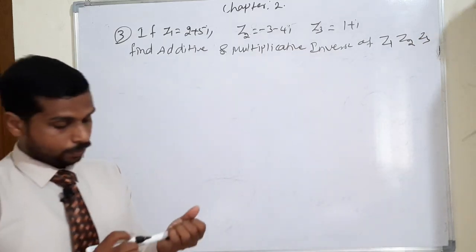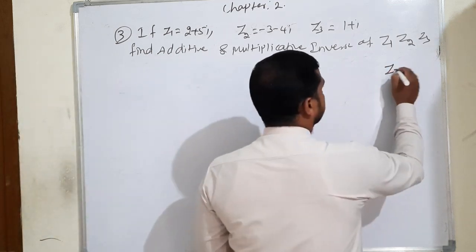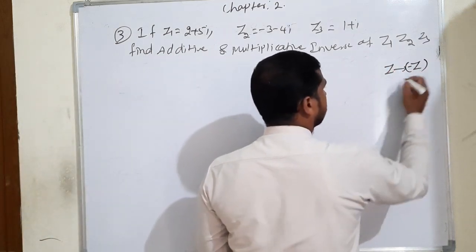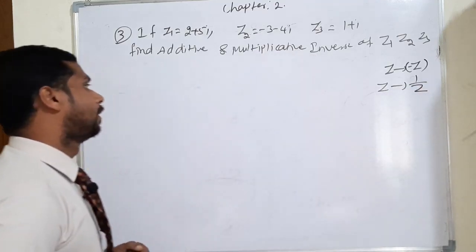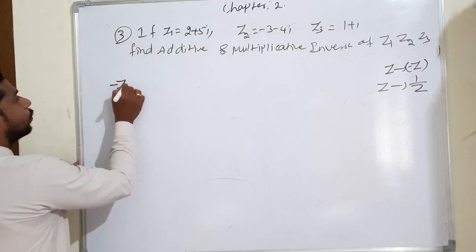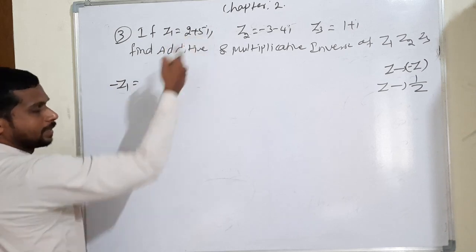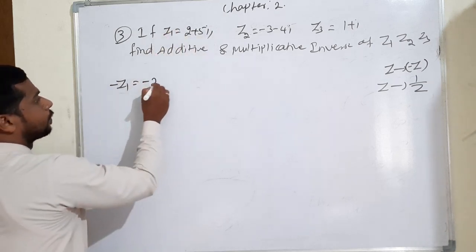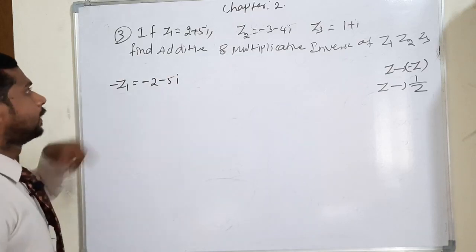Okay, what is the value of additive inverse? Already you know, for z it is minus z. Then multiplicative means reciprocal, 1 by z. First we have to find the additive inverse. For z1 we can write minus z1. Minus z1 means each and every time into minus, just change the sign. So plus 2 means minus 2, plus i means minus i. That is called additive inverse minus z1.